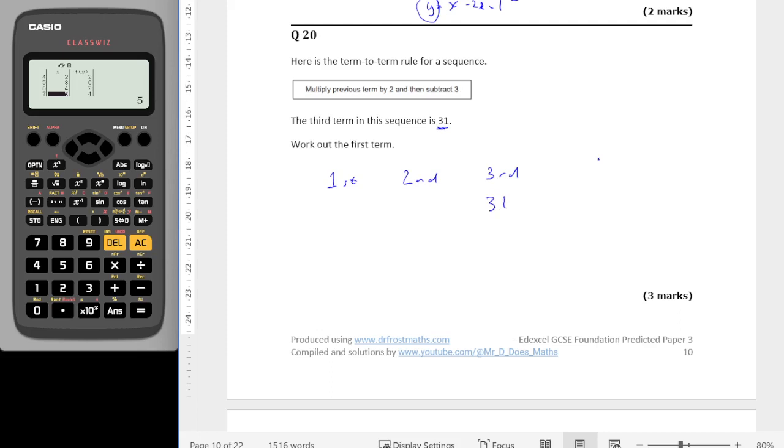In effect, we've got a function machine. Well, we can view it as a function machine. So the functions are multiply by 2 and then subtract 3. So if I'm going in reverse, I'm going to have to do the opposite. So add 3, which would be 34, and then divide by 2, which would be 17. Then if I go in reverse again, add 3 is 20, divide by 2 would be 10. So I'm kind of going the opposite way. So my first term would have been 10.